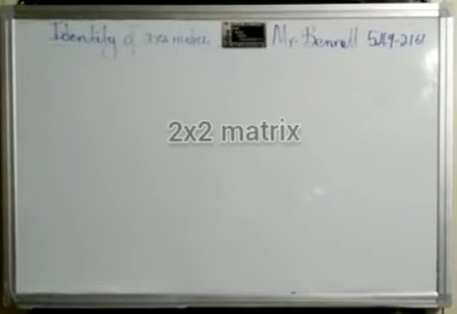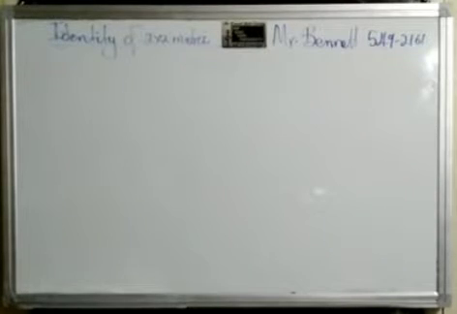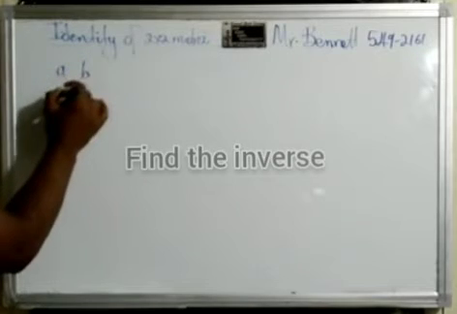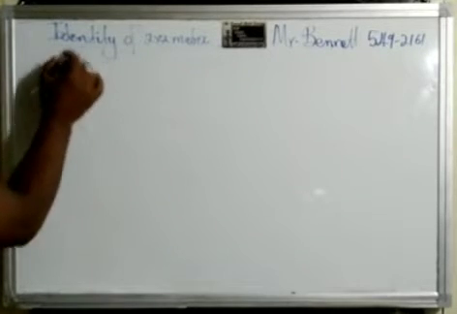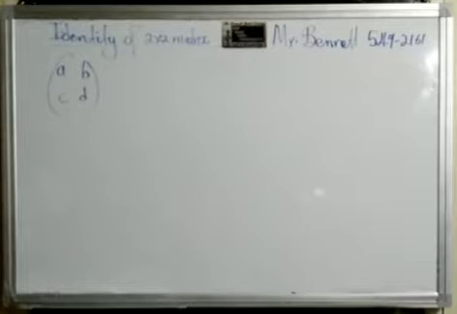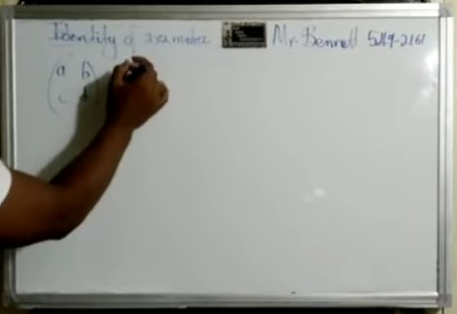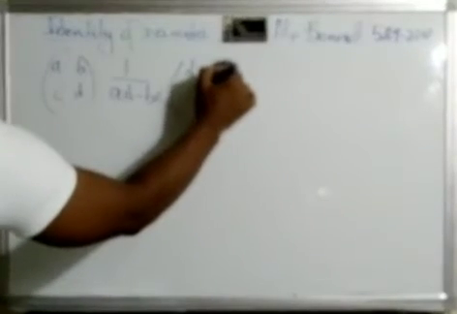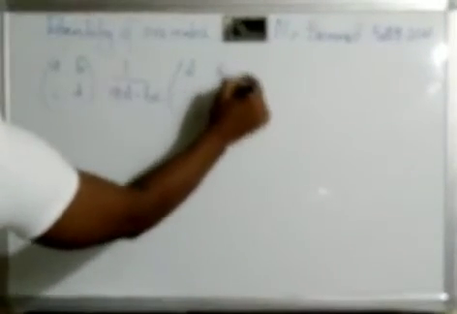Guys, welcome. We'll be looking at the identity of a 2x2 matrix. Now, we all know that the 2x2 matrix is in the form A, B, C, D. To find the inverse of a 2x2 matrix, it is in this form: 1 over AD minus BC, which is the determinant, times the adjoint, which is D, A, minus B, minus C.